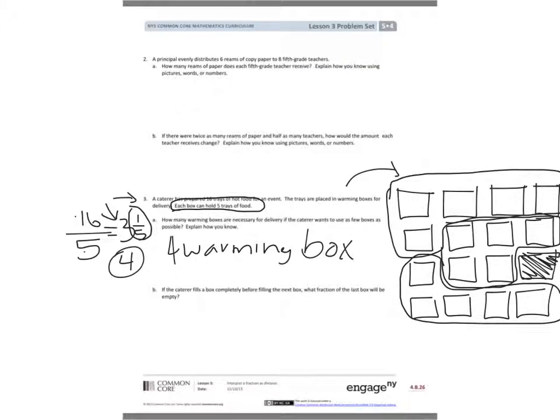And then this next question says, if the caterer fills a box completely before filling the next box, what fraction of the last box will be empty? Well, 1/5 of the last box will have something in it. Right here we found that there's 1/5 left over, which means this one will be full, which means 4/5 will be empty.